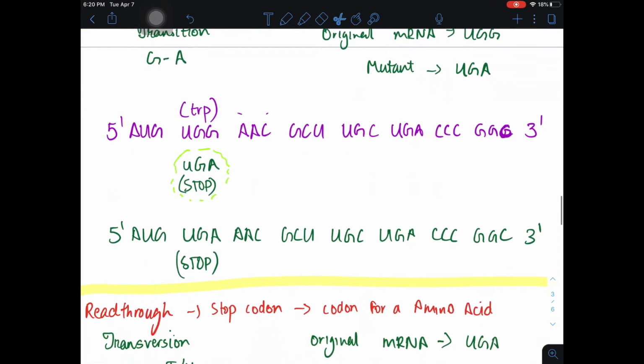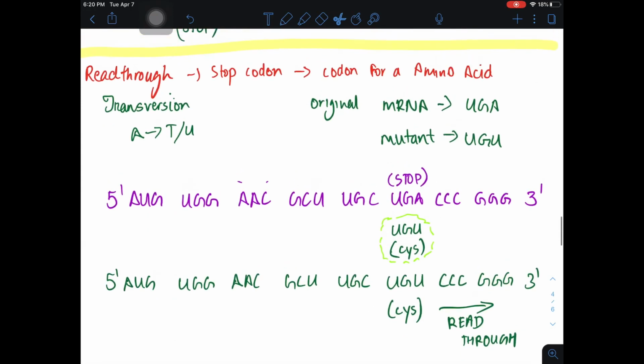Lastly, read-through mutation. The original stop codon, UGA, mutates to UGU, which codes for a cysteine, that means you don't stop there. Therefore, this is known as a read-through mutation.